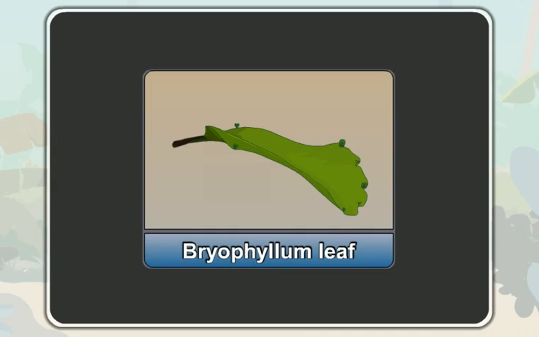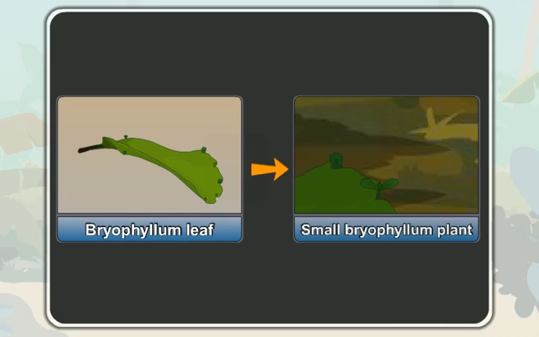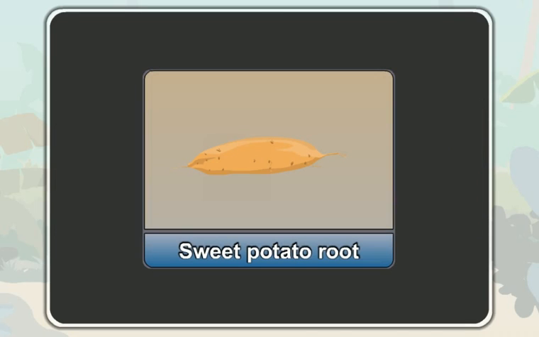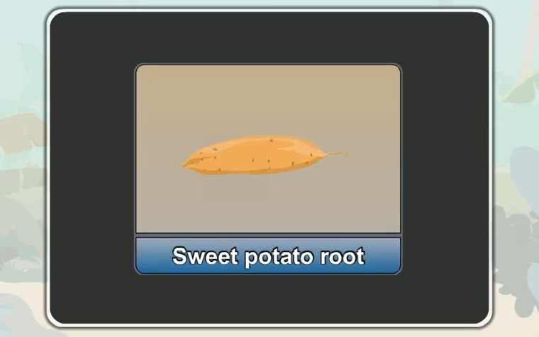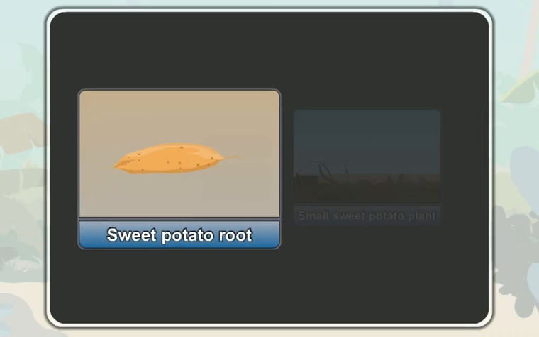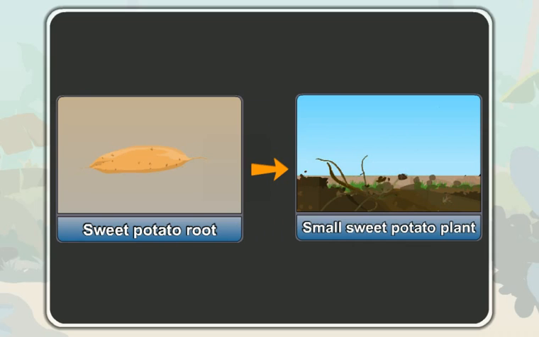This is a bryophyllum leaf. A small bryophyllum plant grows out of the bryophyllum leaf. This is a sweet potato root. A small sweet potato plant grows out of the sweet potato root.